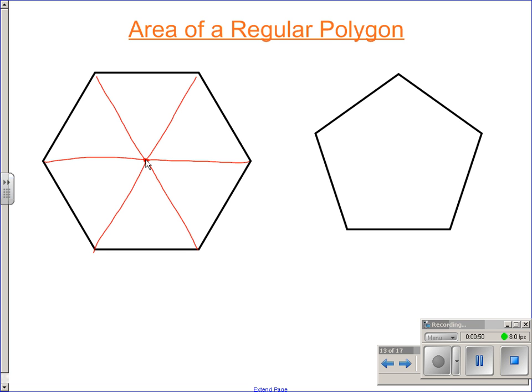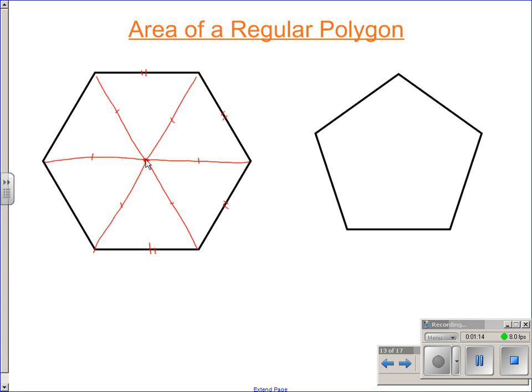Now, because it is a regular polygon, these are all going to be the same length. All the sides are the same length. So we got 6 equal triangles. To find the area of this, what we're going to do is find the area of each of those triangles.